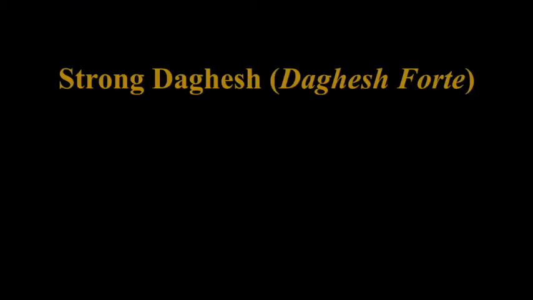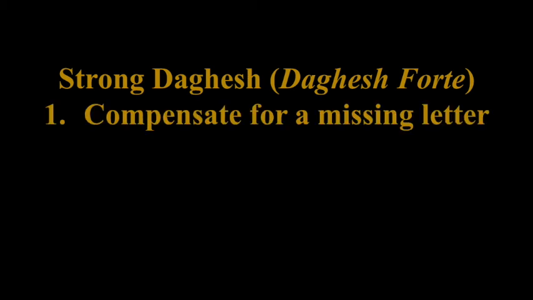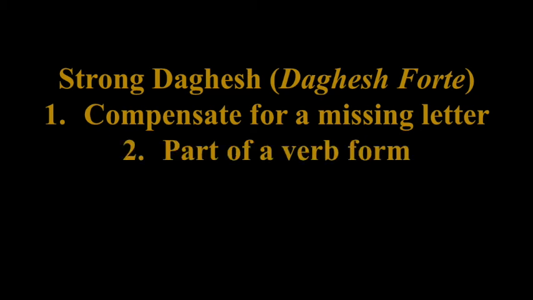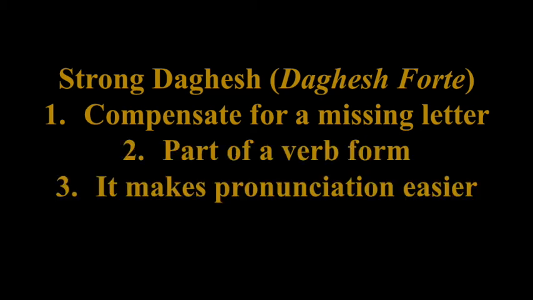So let's just sum up. There are two types of Daghesh. The weak Daghesh, which applies to the letters Beth, Gimel, Daleth, Kaf, Pei and Tau, and the strong Daghesh, which doubles a letter for one of three reasons. Either because there's a letter missing, or because it's part of a verb form that always has a double letter in it, or because it makes it easier to pronounce.